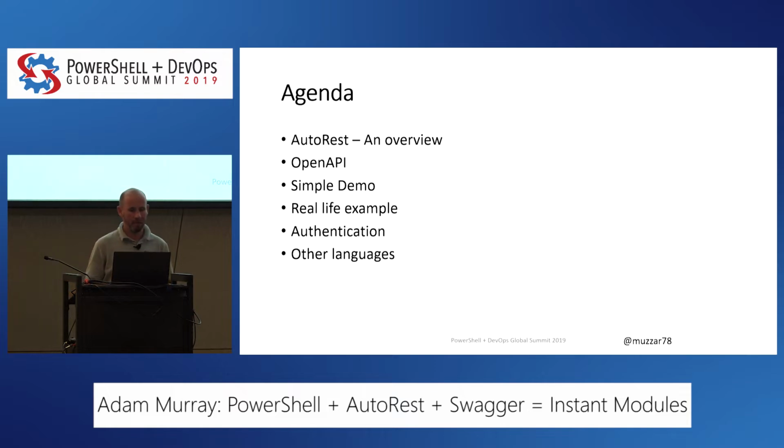So what are we going to cover? We'll have a look at AutoRest and an overview just of how it works. We'll dig into a little bit of detail around OpenAPI because that's so critical to how AutoRest generates the modules. We'll do a very simple demo, and it's actually based on some of the examples that are available in the repo. And then we'll look at a real-life example. So we took our app and we pointed AutoRest at our API spec and generated a module. And I'll talk around some of the issues and what we had to deal with. And some of those issues were around authentication. And then finally, we'll look at how you can use AutoRest to generate client libraries or SDKs for other languages.